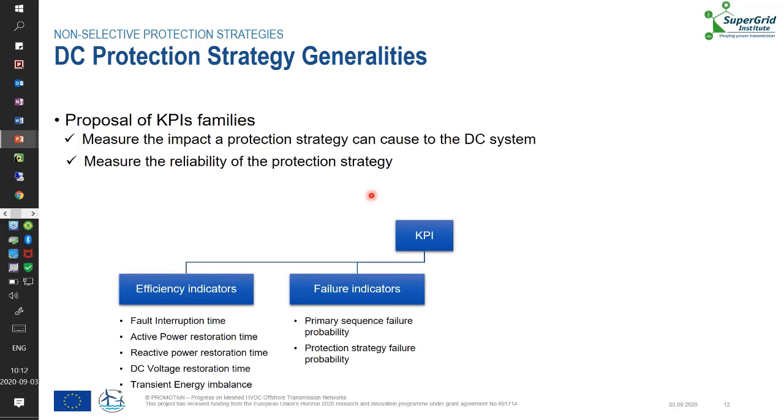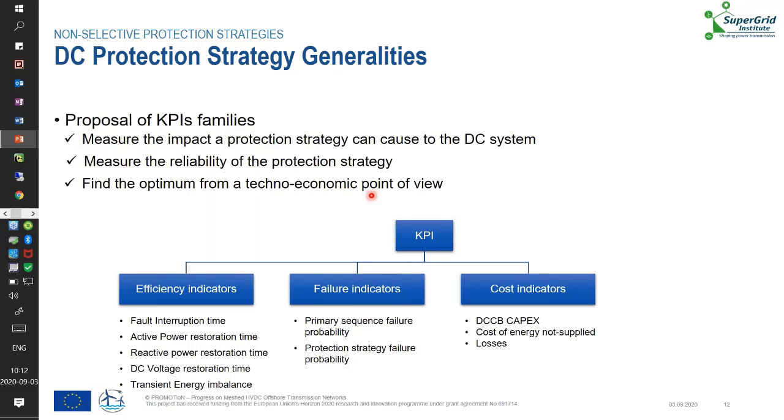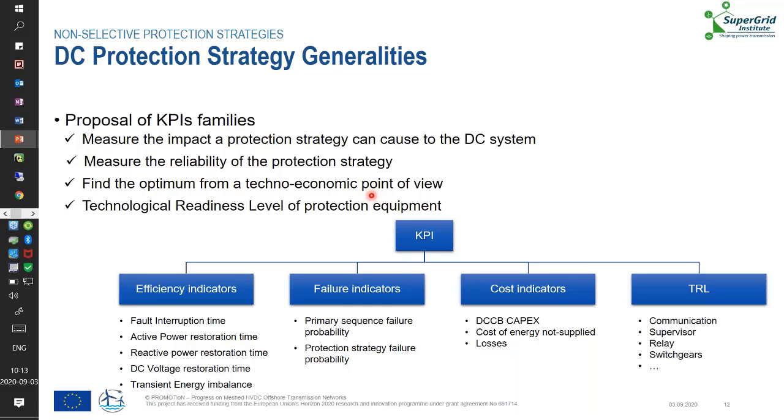During the protection sequence, some action may fail, and therefore the protection could not fulfill the expected performances. Failure KPIs have been defined to measure the reliability of the protection strategies. Economic key performance indicators can help to find the optimum from a techno-economic point of view. They include investment and operating costs, like cost of the breaker, cost of energy non-supplied and cost of losses.